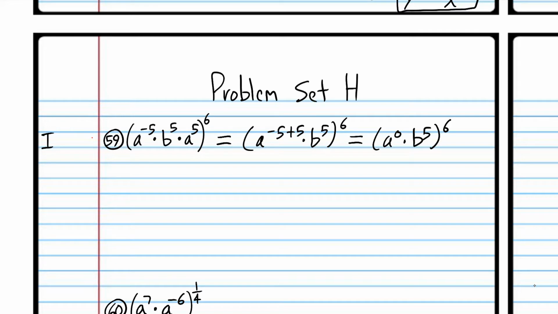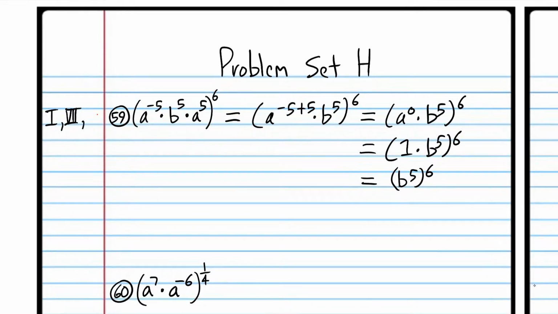And now we know anything raised to the 0 power is just 1. That's rule number 7. So then we end up with 1 times b to the 5th power raised to the 6th power. And 1 times b to the 5th power, well, that's just going to be b to the 5th power. Multiplying by 1 doesn't do anything.